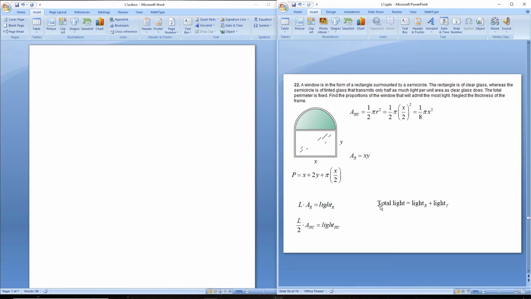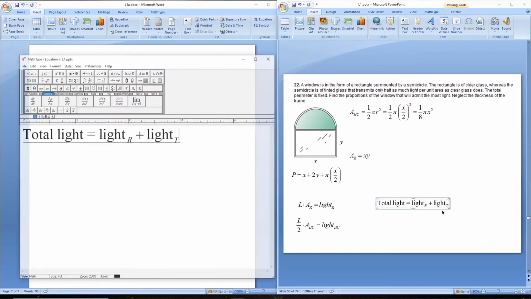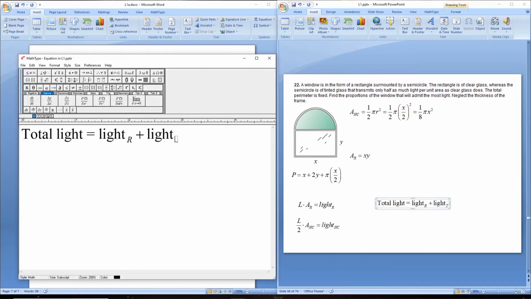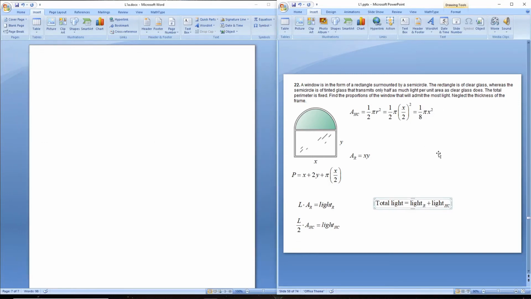We can do that because the total light coming through here will be from the rectangle, and I put T there for tinted glass, but that's the half circle. So the total light coming through all this window is the light coming through the rectangle, plus the light coming through the half circle. And we have equations for that right here.